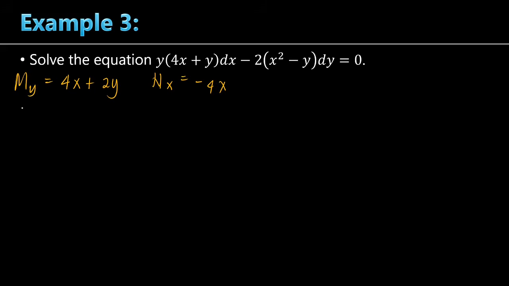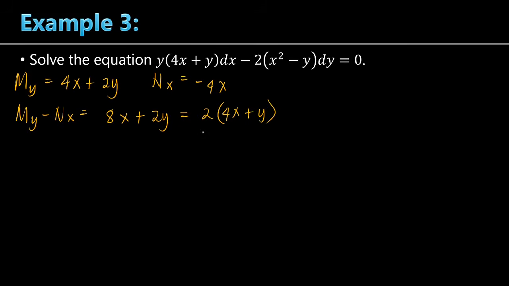Ang sunod, pag minusin mo sila, my minus nx, diba? 4x minus negative 4x will have 8x. And then 2y minus 0, 2y na yan. O, diba? Ayan. Tapos pansinin mo, common factor ang 2, diba? So, pwede nating ilabas yung 2. Ang matitira dito is 4x plus y na lang siya.